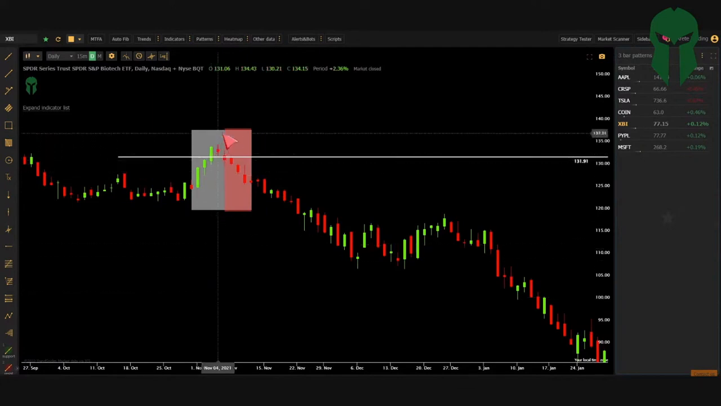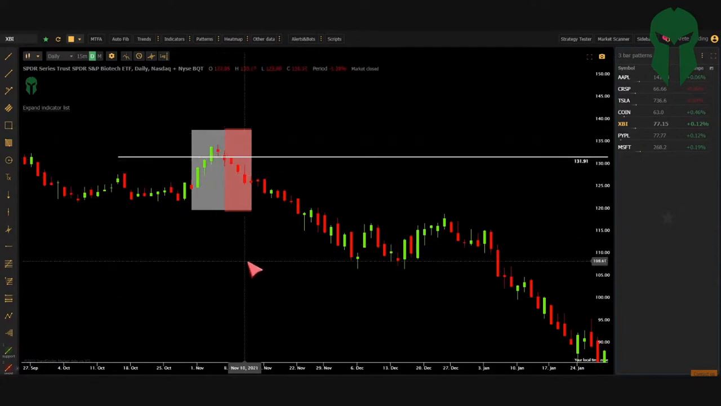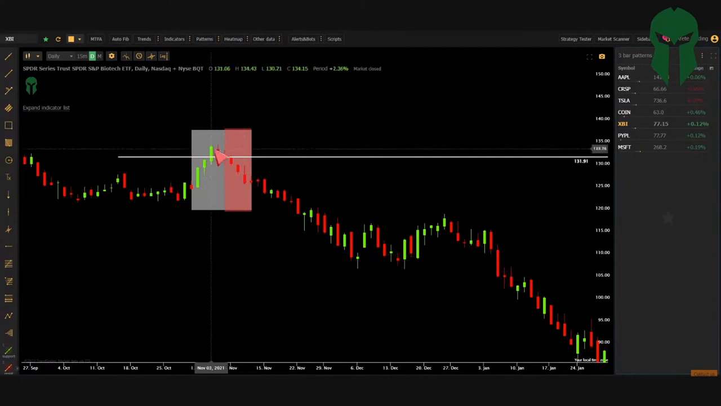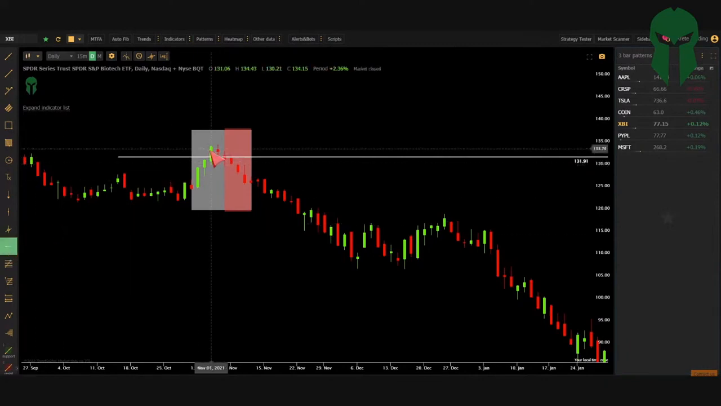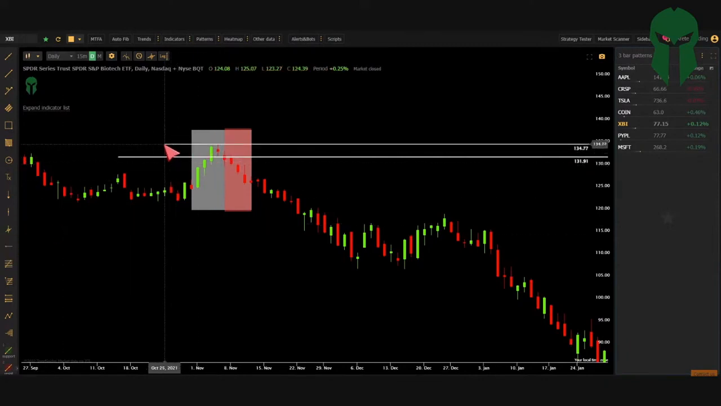Well, dojis are uncertainty. The long-legged dojis are massive uncertainty, right? But we know that they're wicks of price rejection. So we failed to make that higher high here. Here's your doji. Here's your entry price on that bar, right? On that doji. And here I am here.